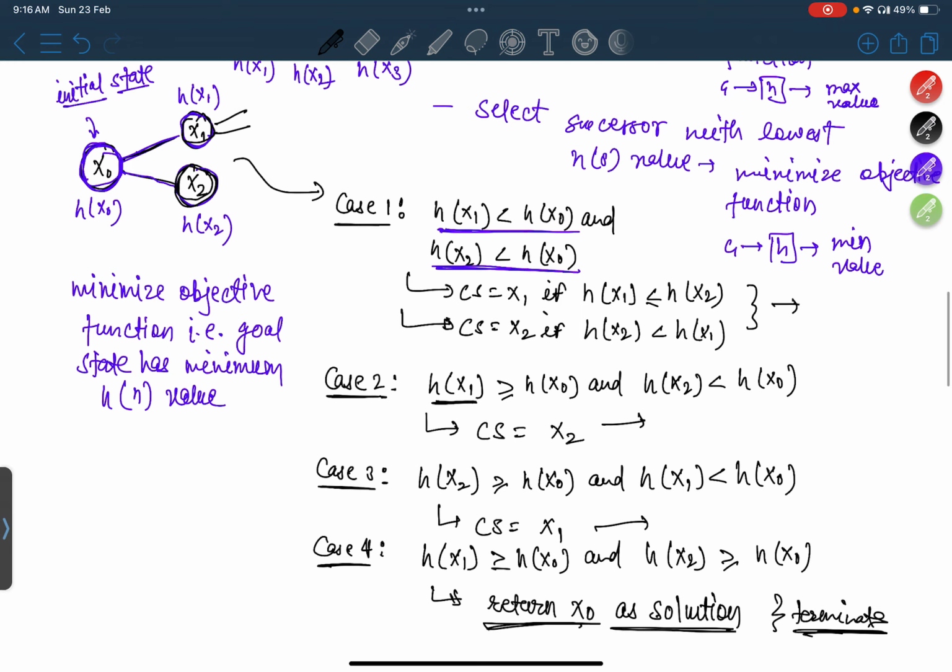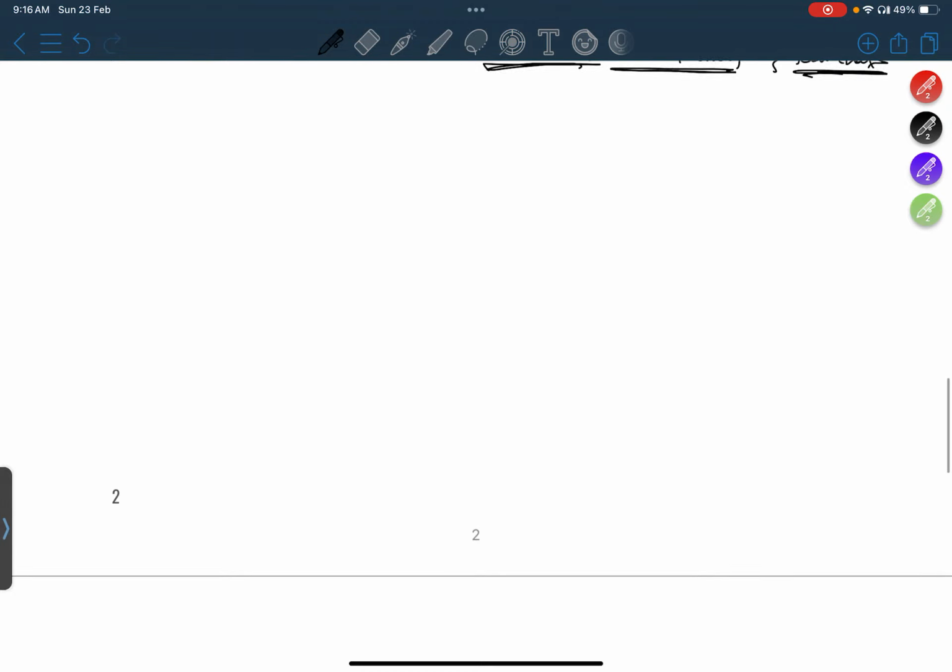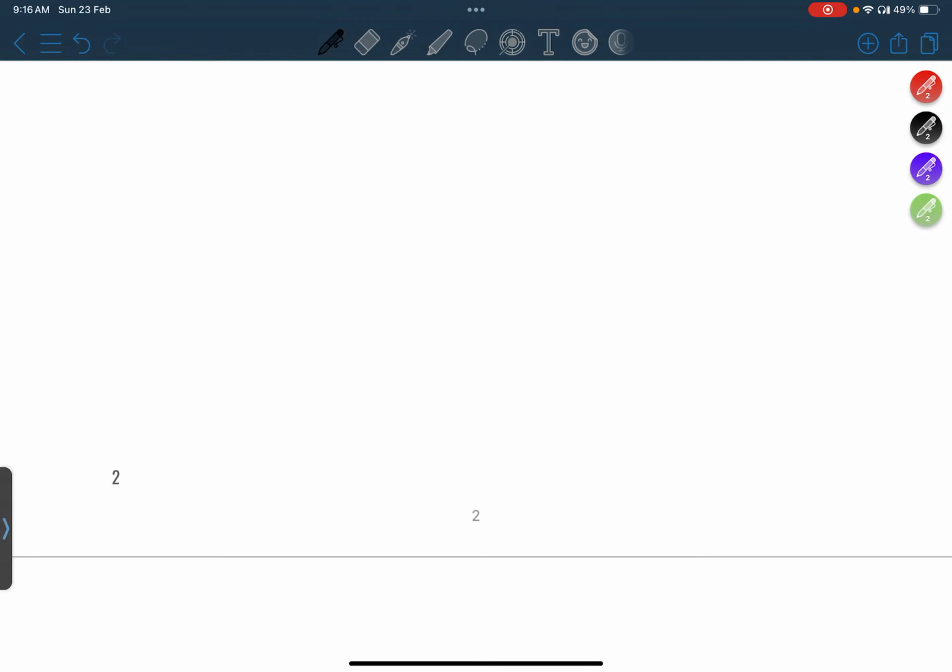Okay, so this is the example of hill climbing. Let's see this one for an example. Let's discuss this for an example called eight puzzles problem.